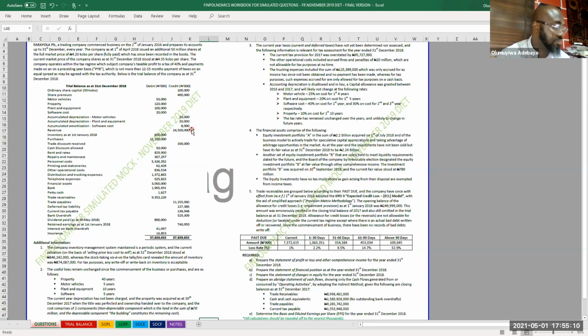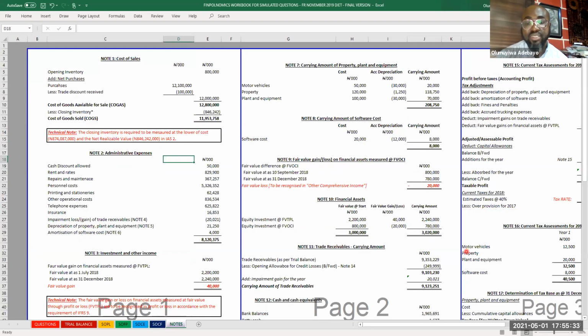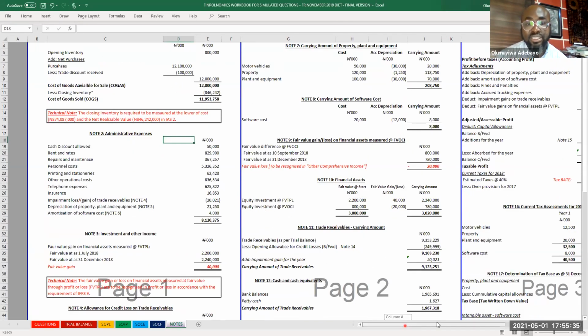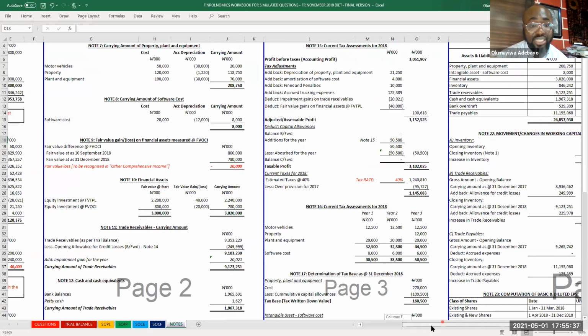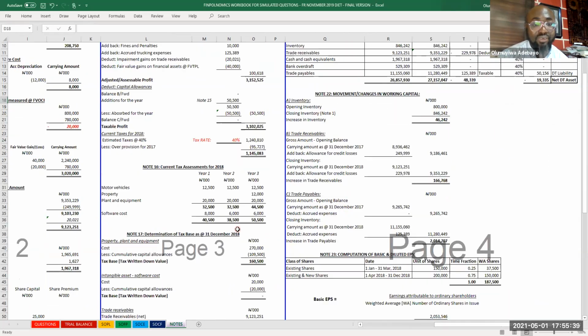Can you answer that? Yes, 10 million will be the depreciation value. Accumulated depreciation will be 30 million and the NBV will be 20 million. How do you have a 20 million NBV? The cost minus the accumulated depreciation as at the end of the year. Okay, thank you. That is what you do for motor vehicle, plant and equipment and the software. And let us see how we have done it here. This is to demonstrate that you understand the principle. Look at how we have done it here.